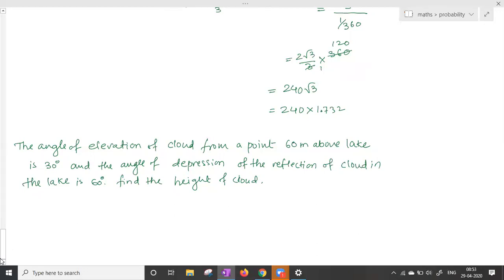Read the question carefully. Not the distance from the cloud, it's the height. From the lake to the cloud height we have to calculate. Height of the cloud above the lake only. Ma'am, but isn't that already given as 60 meters? No, the point of observation is 60 meter.